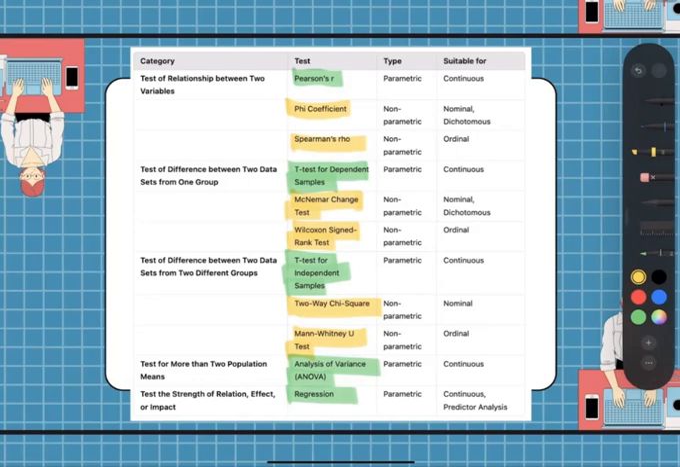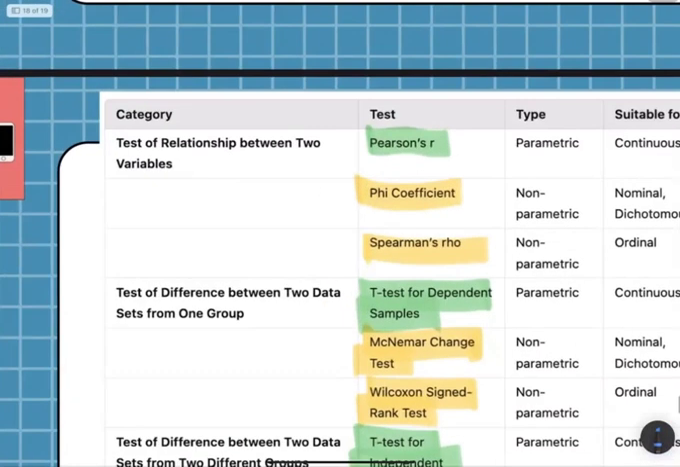So this table actually provides an overview of tests that researchers can choose based on the nature of their variables and their specific research questions. So let's get into each category. So first, we have a test of relationship between two variables. Test of relationship between two variables is used to determine association, all right? Remember this, it's always association.